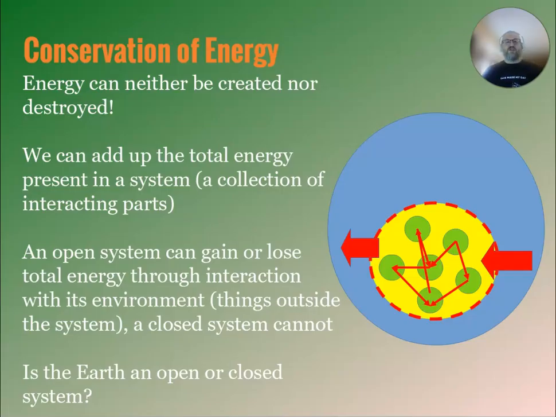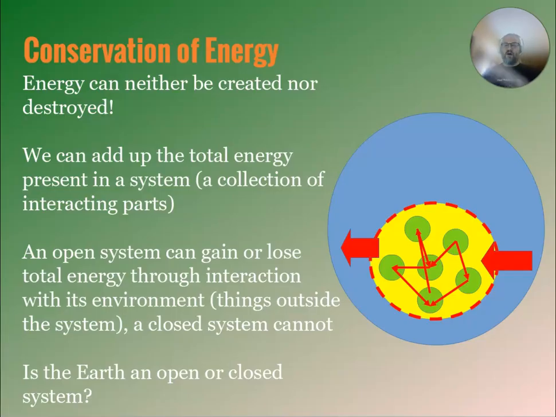And we can add up the total energy present in some system. If we have a collection of interacting parts, so if we look at that roller coaster, we've got the cars, their wheels, the track, the people in them. That's a collection of interacting parts. That is a system. And we could add up the total energy present in that system. If that system is an open system, that means it can gain or lose total energy through interaction with its environment.